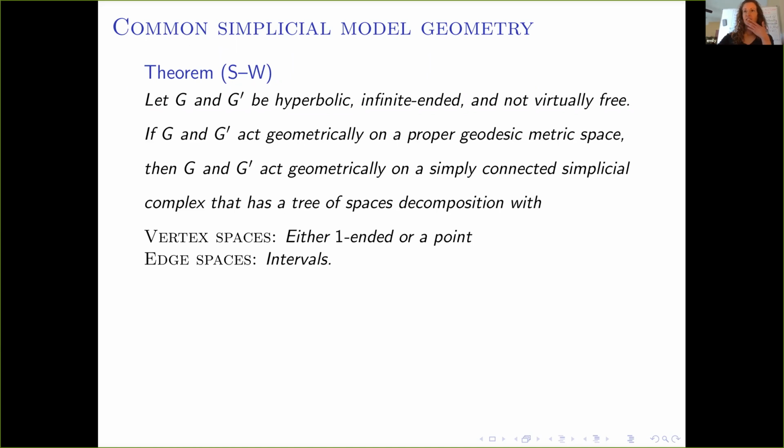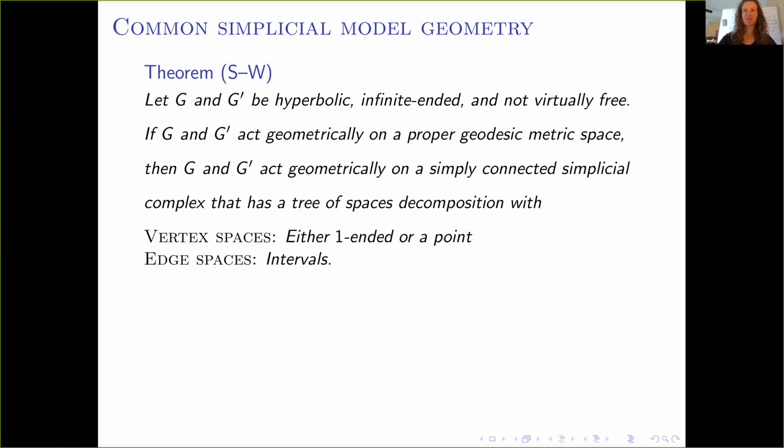Okay, so for experts, the difficulty in proving this theorem, or the real thing that we show, is that the groups G and G prime act on the same simplicial complex. That's what's new. And then you can apply the work of the Rips construction to find a simply connected simplicial complex. And then you can apply Dunwoody's tracks to get the tree of spaces decomposition. So really what we show is that they act on the same simplicial complex. And then the rest follows from classic geometric group theory results.